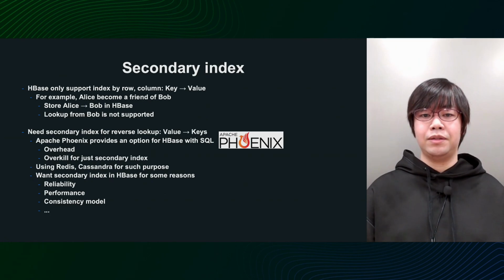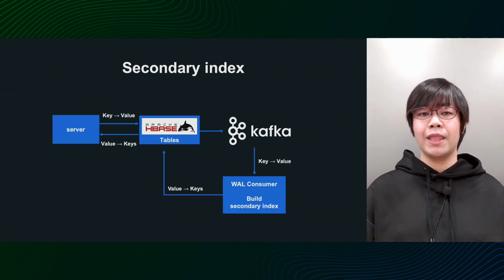Apache Phoenix is a middleware that implements SQL on HBase and provides this secondary index as a part of its functionality. But since Apache Phoenix is designed to implement SQL, it has overhead and may be overkill just for a secondary index. So we are using middleware like Redis and Cassandra for these secondary indices. On the other hand, we may want to implement a secondary index on HBase for some reasons.